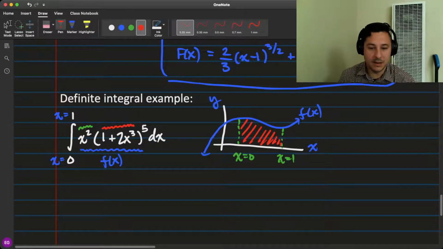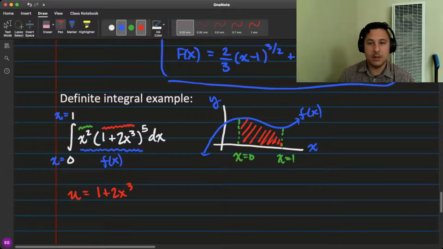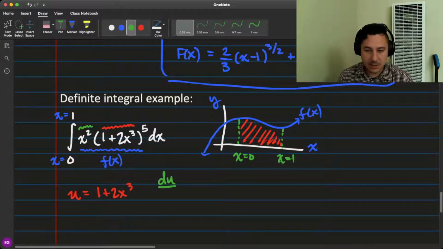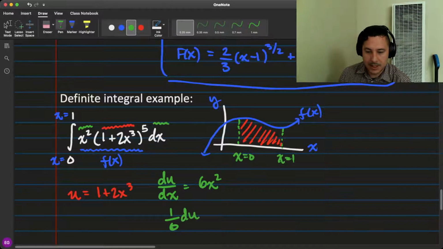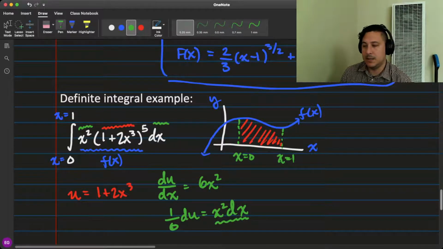So you're like, okay, let's set my u to be 1 plus 2x cubed, which means that my du dx will be 6x squared. But I just want the x squared, and I'd also like to replace the dx at the same time. So I can divide by 6 on both sides and multiply by dx. So I'm going to get 1/6 du equals x squared dx. Right? That x squared dx is going to replace all that stuff in green up there, and I can replace it with the 1/6 du.